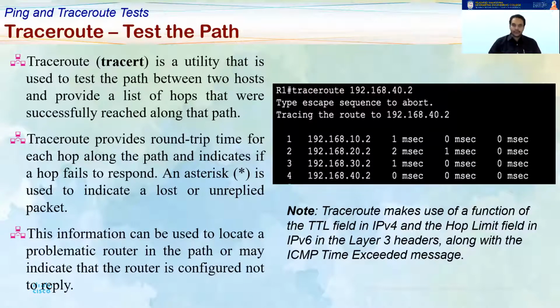Now, this information is used to locate a problematic router in the path, or may indicate that the router is configured not to reply. So, what is the main difference? Ping tells you if your destination is reachable or not. Traceroute will tell you if it is reachable, and what are the different routers placed on the path from the source to destination. And if there is any issue with one particular router on the path, it will tell you which router is having an issue, so that you can troubleshoot the point where the packets are being blocked.